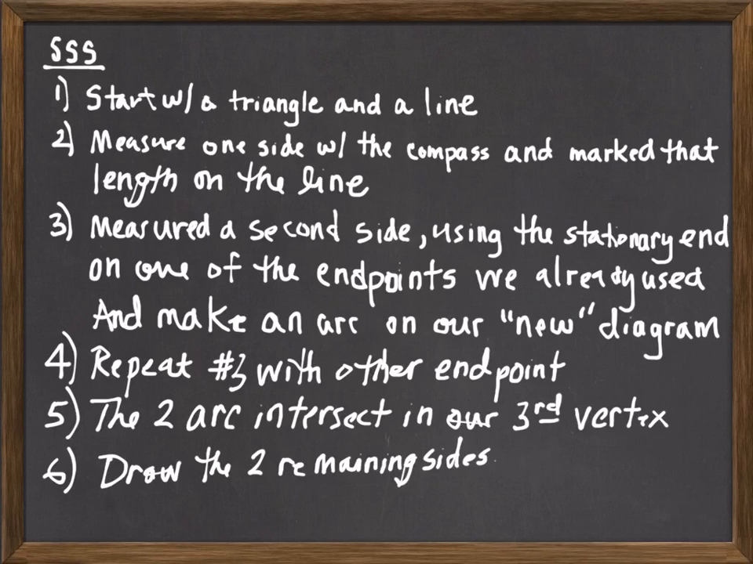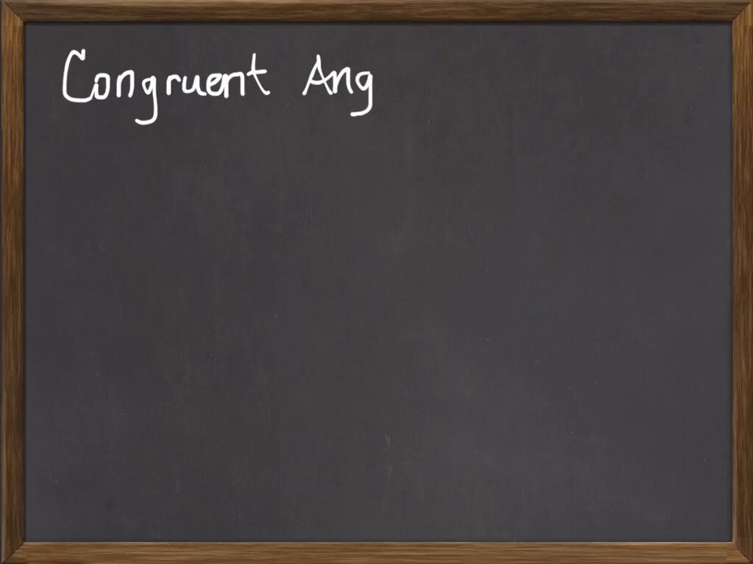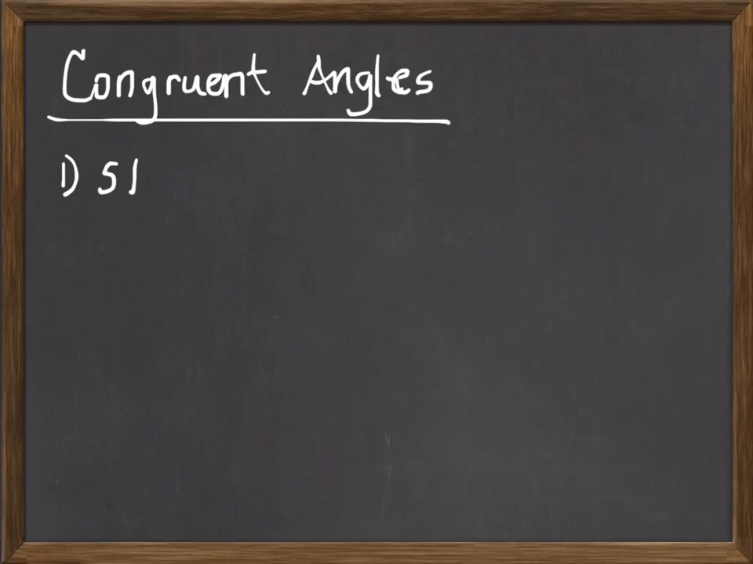All right, so the next one we're going to look at is creating a congruent angle. Right? That's video 4. So let's take a look at how. All right, so we're creating a congruent angle here. So the step 1 is that we started with an angle and a line, right?